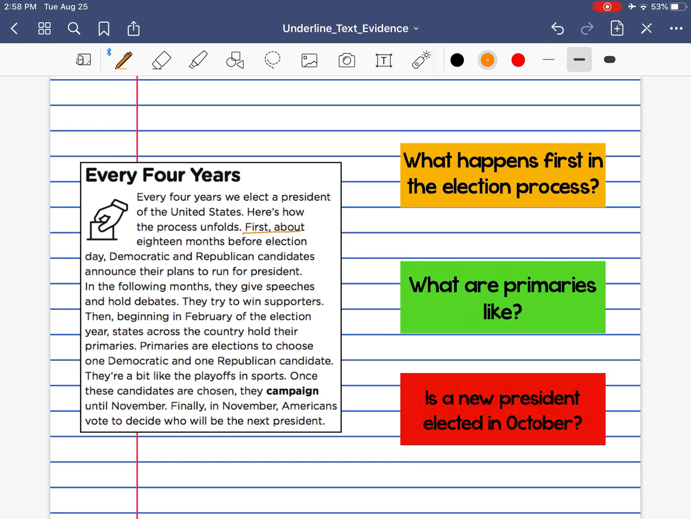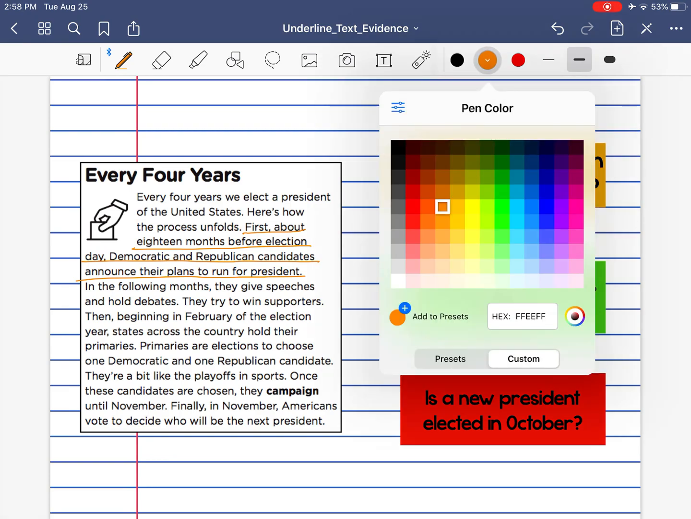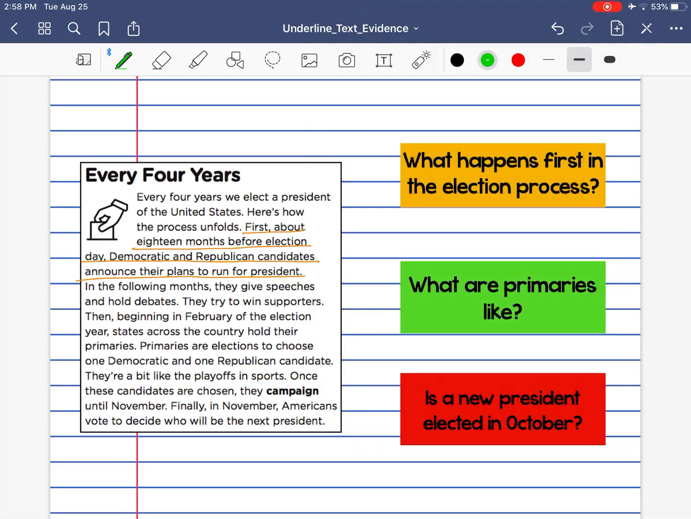So right here, it says first, about 18 months before Election Day, Democratic and Republican candidates announced their plans to run for president. That's the sentence that made me believe my answer was the correct answer. Okay, so that's my text evidence. Now, our second question is, what are the primaries like?